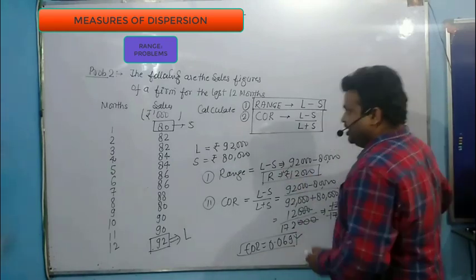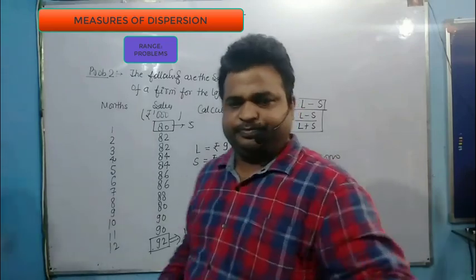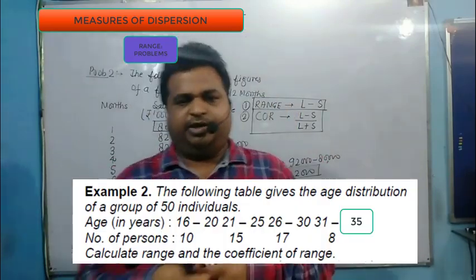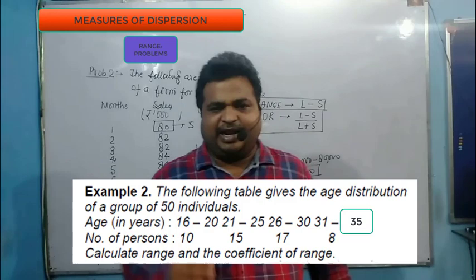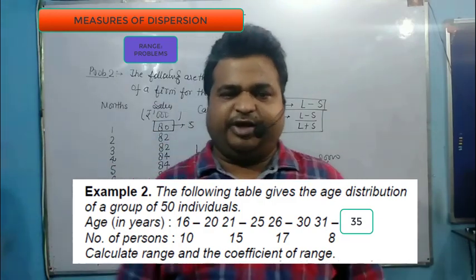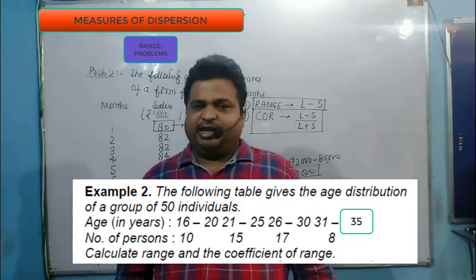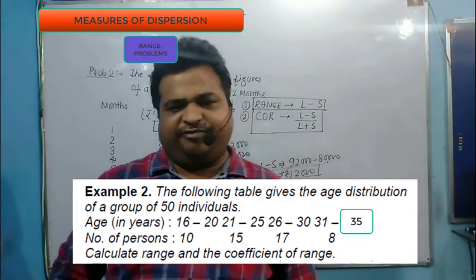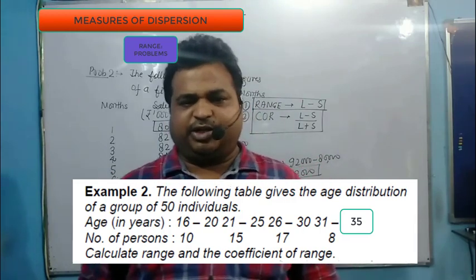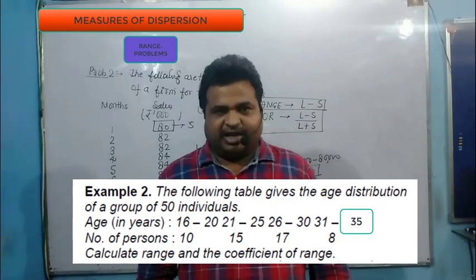Okay, fine. Now, this is question number 2. Now move to another problem. Look at the screen. So on the screen it is mentioned that the following table gives the age distribution of a group of 50 individuals. Age in years in a group 16 to 20, number of persons 10; 21 to 25, 15; 26 to 30, 17; 31 to 36, 8. Calculate the range and coefficient of range.